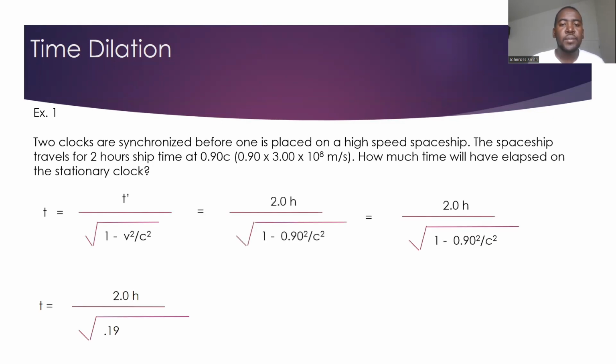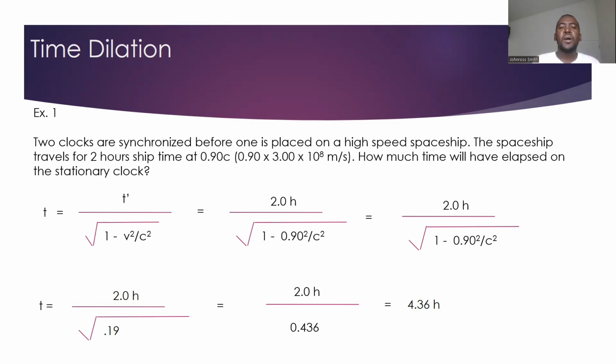All right, so if we take this in an example, we see that two clocks are synchronized before one is placed on a high-speed spacecraft. The spacecraft travels 2 hours ship time at 0.90 c, which is 0.90 times the speed of light. How much time will have elapsed on the stationary clock?